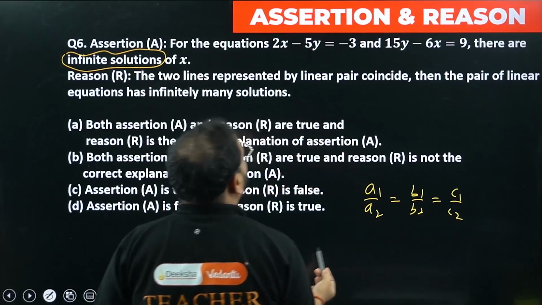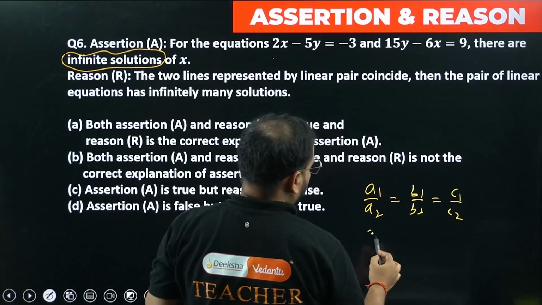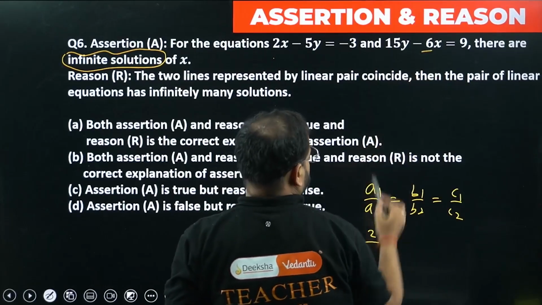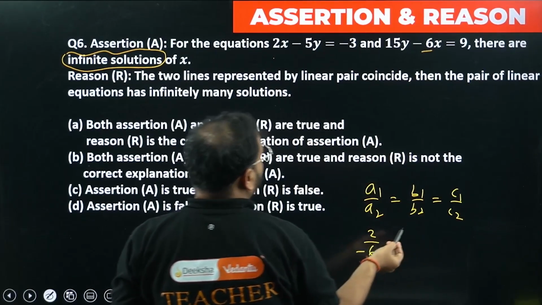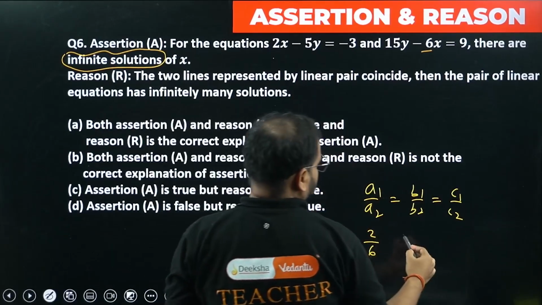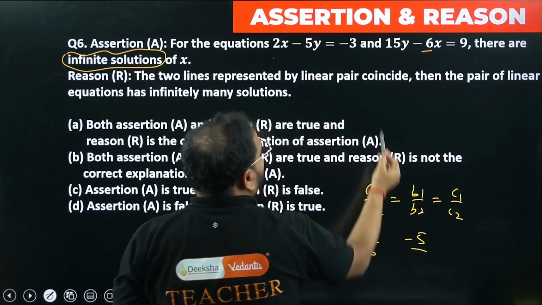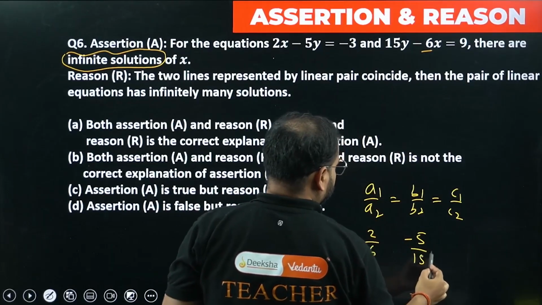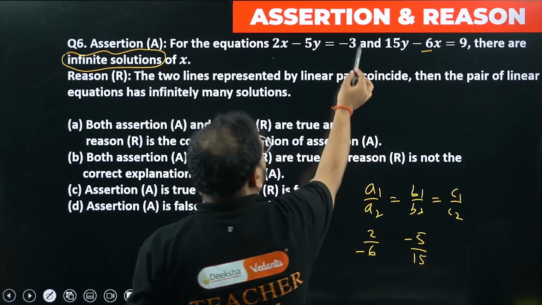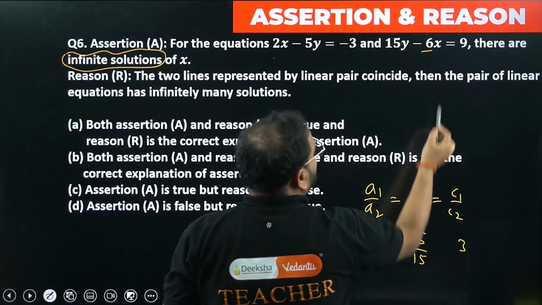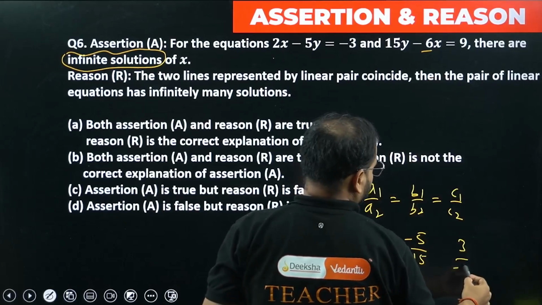Please check a1 by a2. a1 is 2. So 2 upon a2 is what? Minus 6. Take b1 by b2. Please check. Minus 5 upon 15. Correct. For c1 by c2, I can bring 3 over here, and I can bring 9 over here, so minus 9. I'm bringing it on the other side.